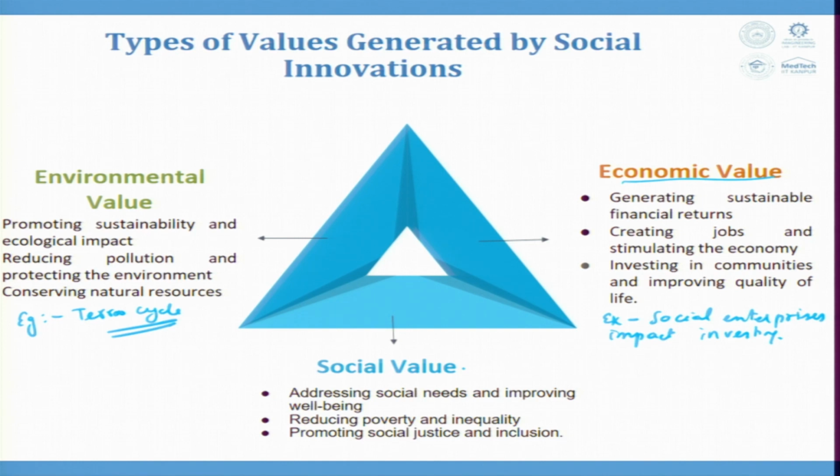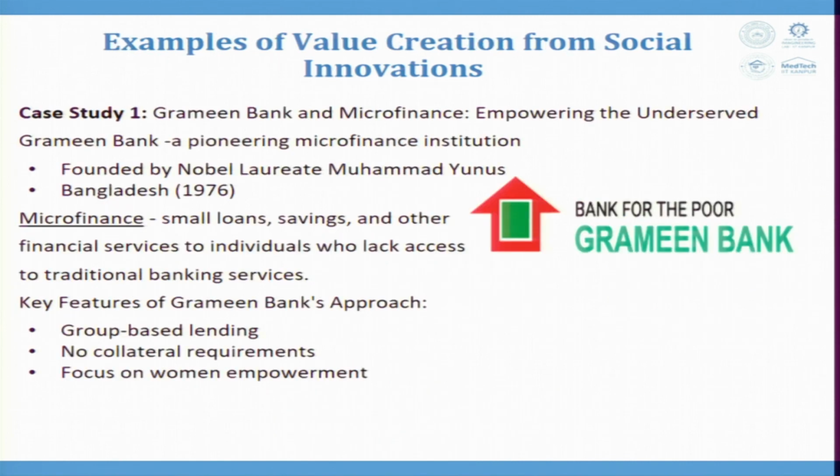Then the social values are going to be addressing social needs and improving well-being, reducing poverty and inequality, promoting social justice and inclusion. An example here is going to be Khan Academy. So, the assignment for this lecture is to see what TerraCycle is, and also to see what Khan Academy is and how it is a social innovation. Some of the examples of value creation from social innovation, we will see one or two case studies as part of this lecture.